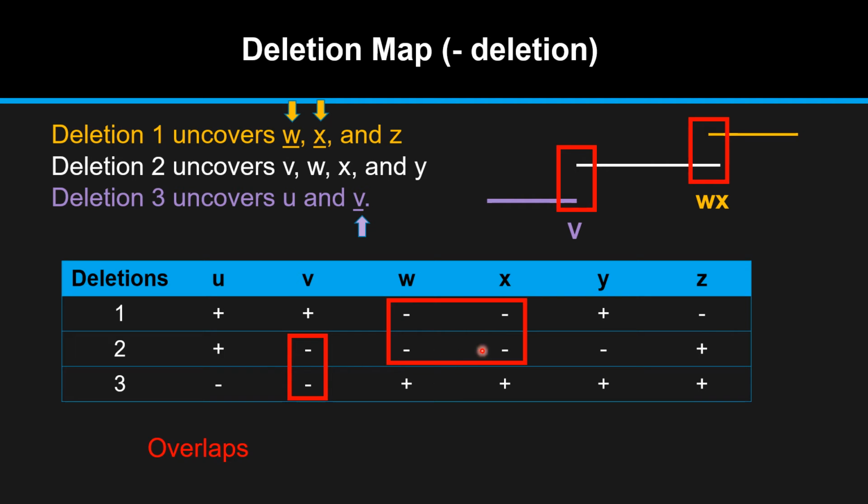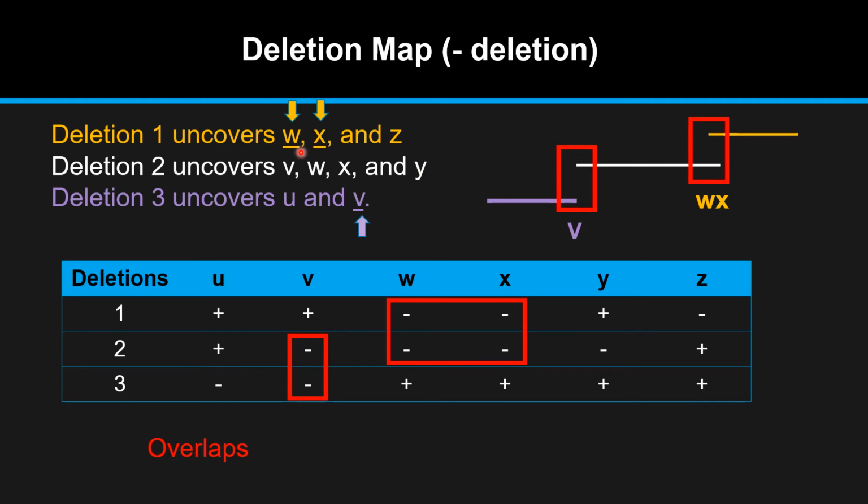Here are the two regions where there is overlapping. But here, there is no overlapping in the minus. So what it says is that here, in deletion 3, in V, there is an overlapping between B and B. So this could be a point of overlapping.